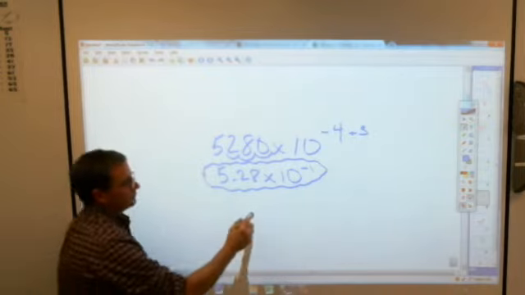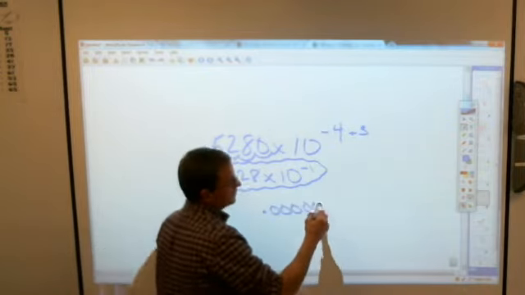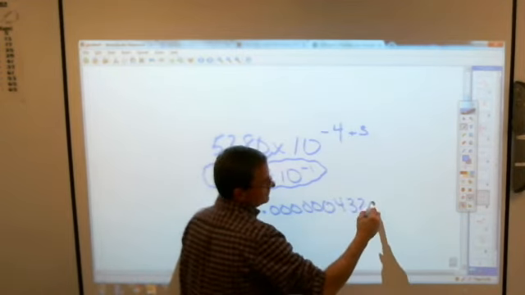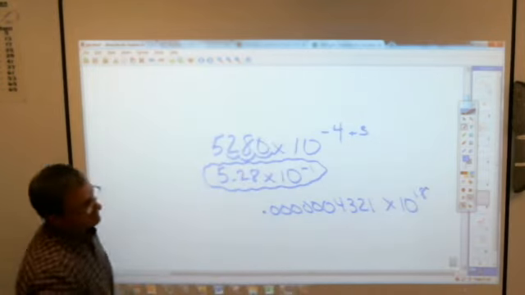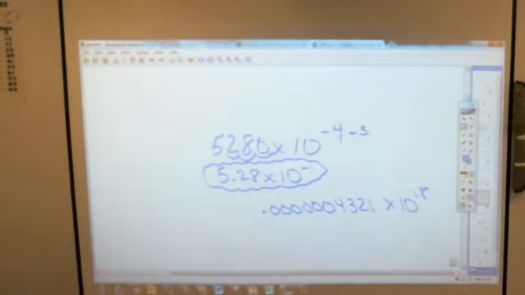How about this one? 0.000004321 times 10 to the 18th power. If I said change that into scientific notation, what would your answer be? Making it between 1 and 10, and then moving your decimal, and then changing your exponent.